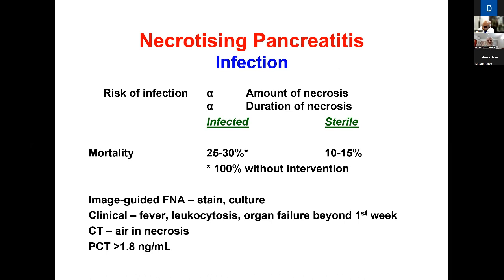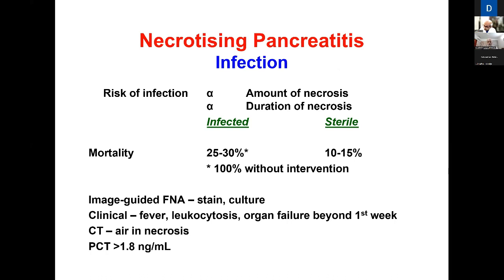Now, the gold standard to diagnose infection was image-guided fine needle aspiration and subjecting that fluid to gram staining and culture. But more and more groups do not do that for two reasons. One, because it could be false negative. And second, it itself could introduce infection in a sterile necrosis. And therefore, more and more groups rely on other parameters to diagnose or suspect infection, which are indirect indicators.